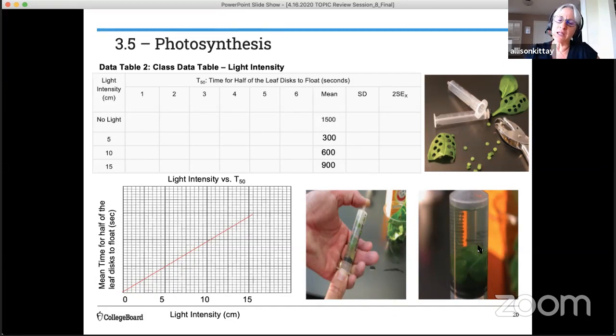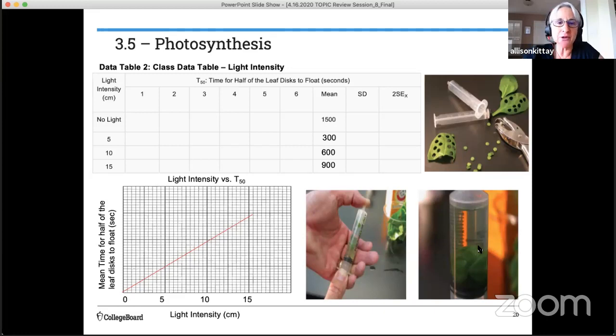Then what you do is you take them out of your syringe. Some people leave them in the syringe, but you take them out, put them in a beaker of your baking soda solution, and then you turn the light on. And what we're going to do first is just practice this technique by looking at light intensity.